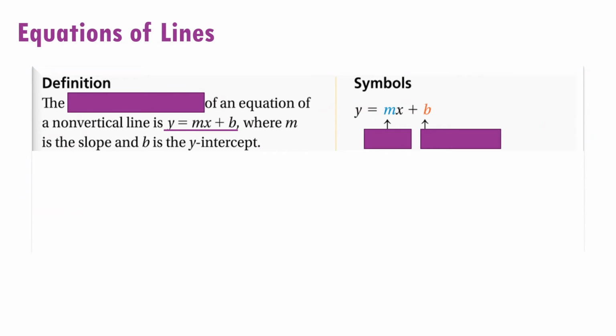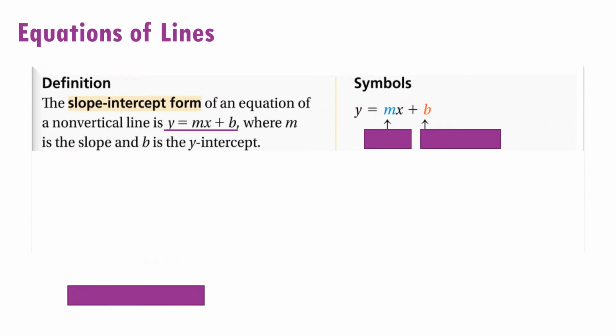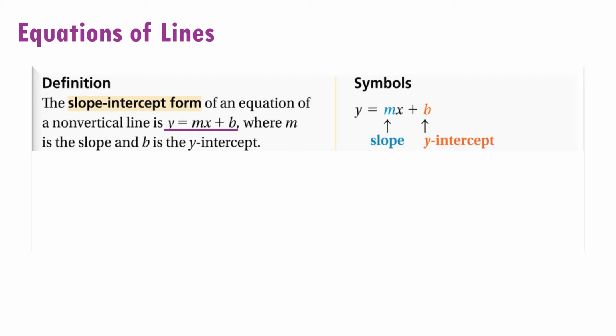So we're on to the next page. Equations of lines. The slope-intercept form of an equation of a non-vertical line is y equals mx plus b, where m is the slope and b is the y-intercept. So m is your slope, b is your y-intercept. Make sure to write that down on your notes, because you are going to need to know that. If you already know that, great.